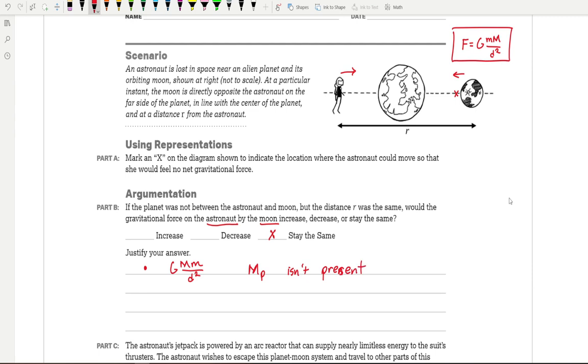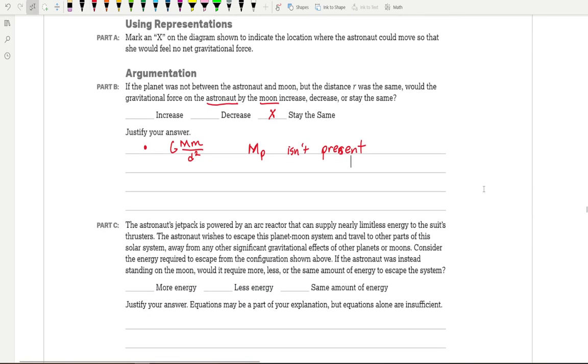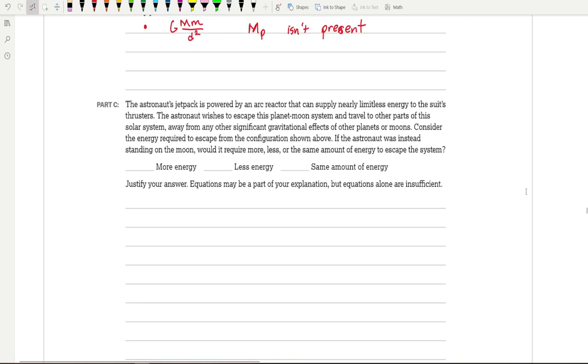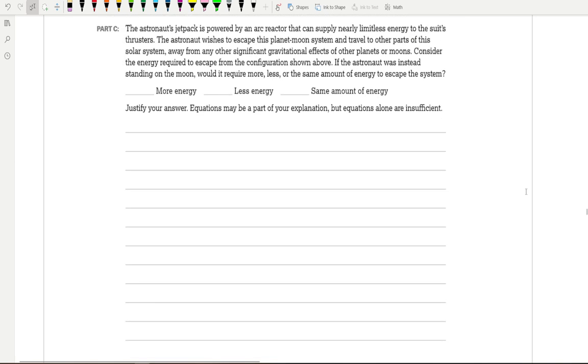There we go. Isn't present in the formula. Okay, for part C, let's see here. This one gives you a lot of space. Look at all this space.